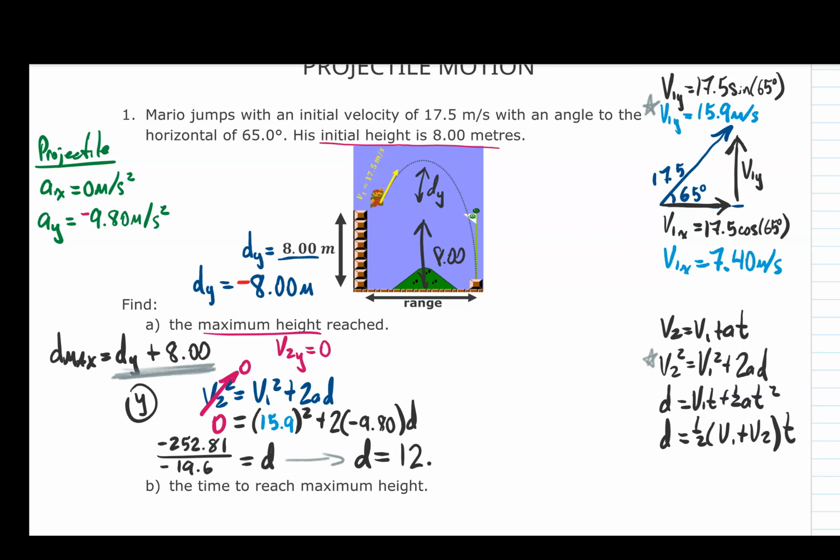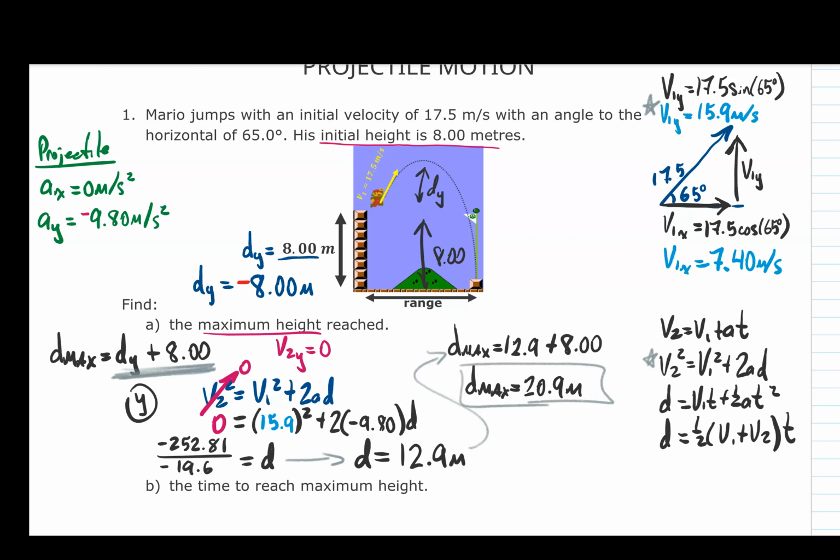That's 12.9 meters. That is not the maximum height because, remember, I need this plus this. So I'll just go back up here and say dmax equals 12.9, the one I just found, plus the 8, which is the original height that Mario was. Remember, he started at an original initial height. Dmax is therefore 20.9 meters. And that question is done.